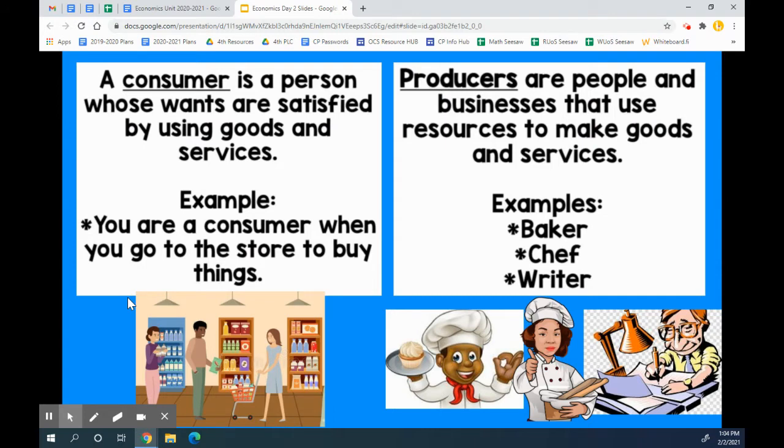So we know that a consumer is a person who is satisfying their wants or even their needs by using goods and services. So if you go to the store to buy things, you are a consumer. And we know that producers are the people and businesses that make these goods and services. So they're using the resources that they have to produce something that is either a good or a service that people will buy. So here's some examples: a baker, a chef, a writer. All three of those are examples of producers. And we know that for most people in their life, they are consumers while also being producers.